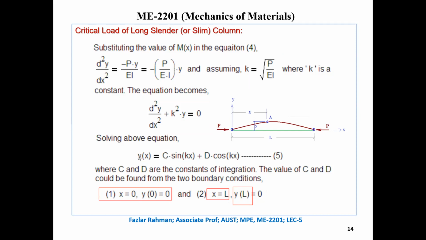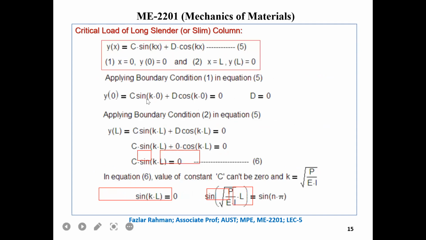X = 0, y = 0, that means this will be 0. This will be sine 0. Sine 0 means 0, right? Then cos 0 equals 1. Then what are you getting? D equals 0, you are getting. So let's see in the next slide. We are getting right over here, D equals 0. Now we will put the second boundary condition.